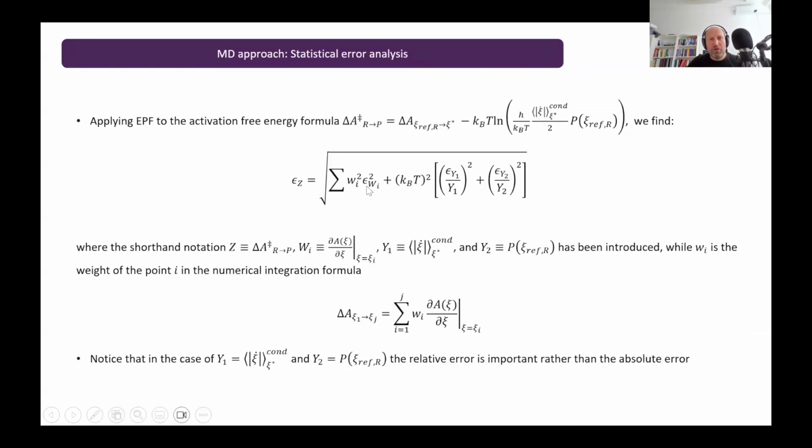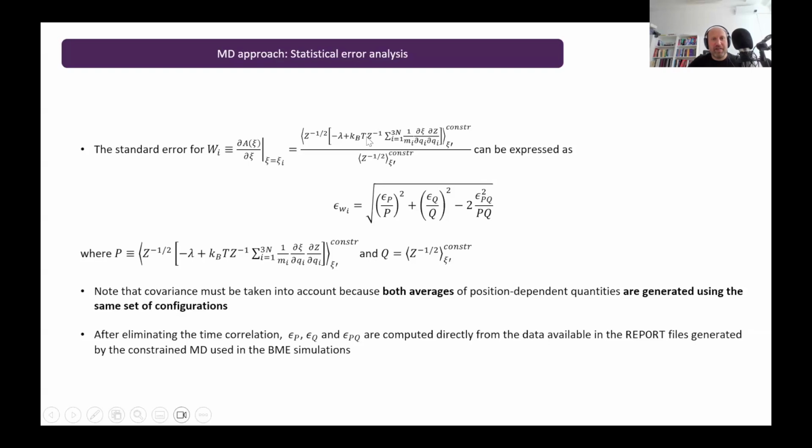So now what we should discuss is how to evaluate the standard error linked with these individual components. Okay, so let's start with free energy gradients. They are expressed as a ratio between 2 statistical averages. So again, we need to apply the error propagation formula. Again, I introduced some shorthand notation. P is the average in the numerator, and Q is the average in the denominator. And this is the formula that I obtain using the error propagation formula.